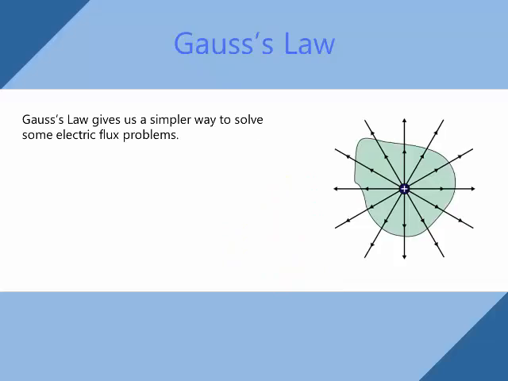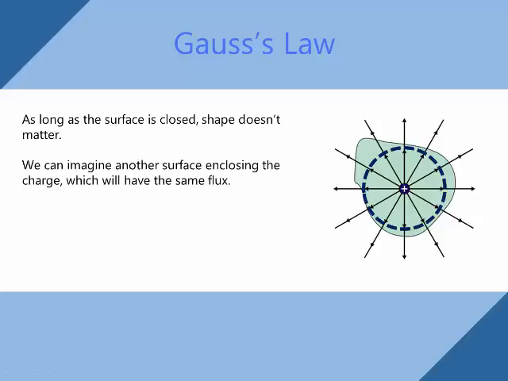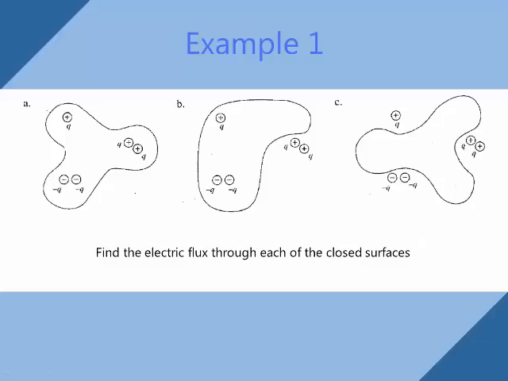Gauss's law sometimes allows us to simplify electric flux problems. When we are measuring the flux through a closed surface, we say that the electric flux through that surface is the amount of charge enclosed by the surface divided by epsilon naught. As long as the surface is closed, its shape doesn't matter. This is because we can draw another surface that encloses the same charge. These two surfaces will have the same flux. For example, here we draw a sphere, for which every point on the surface of the sphere, the electric field is perpendicular. To demonstrate this concept, we consider these three figures.